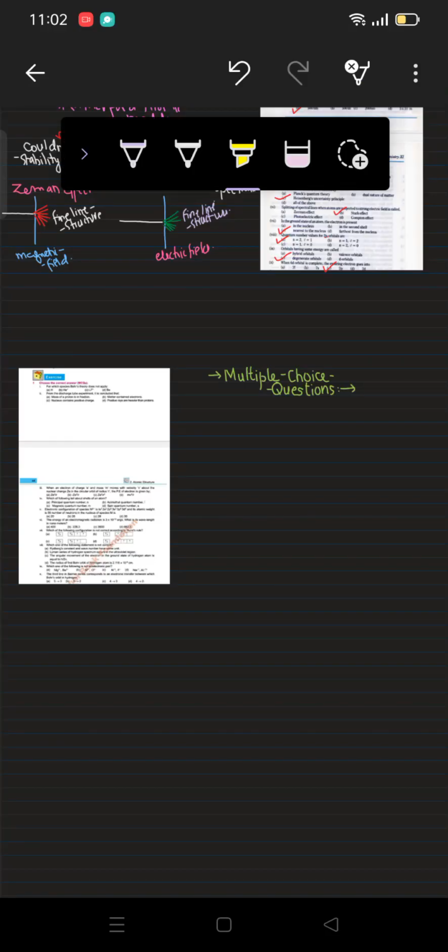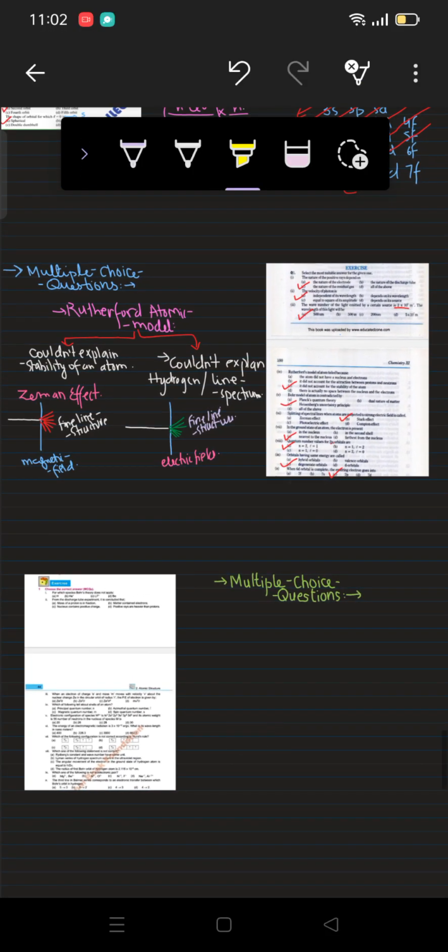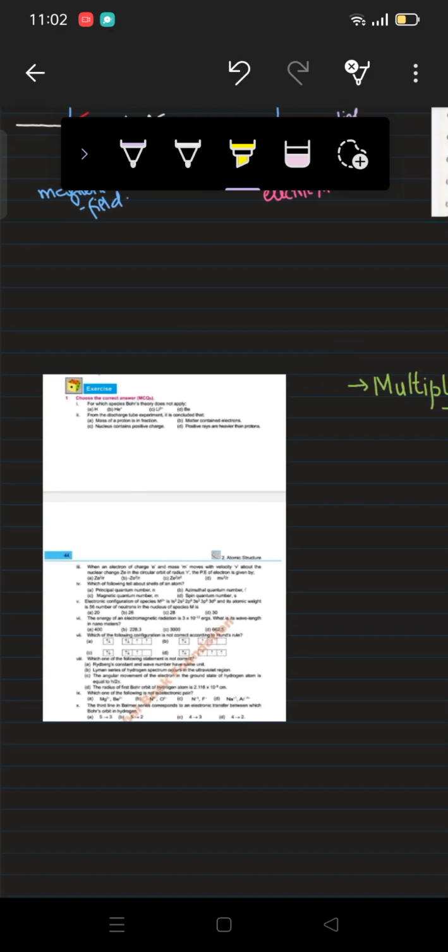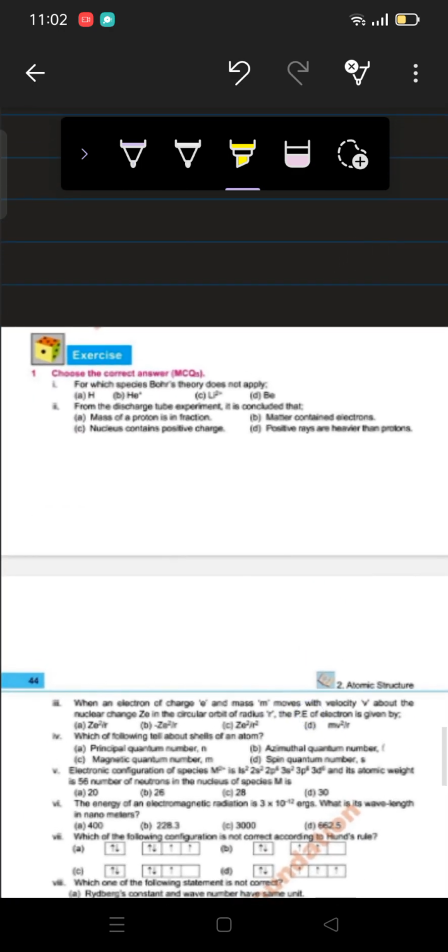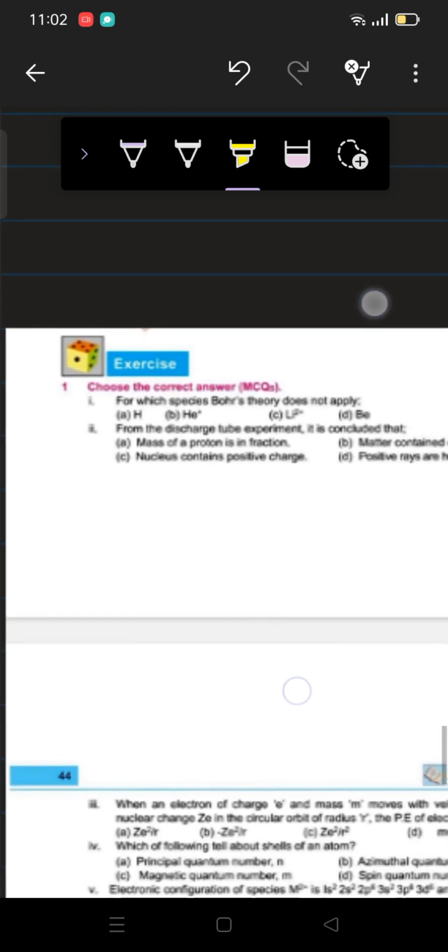Okay, so as in the last video, we have done MCQs from the Punjab board textbook. Today we are going to solve the MCQs from the Federal Board textbook. So let's start with the first one. What are they asking us in this MCQ?